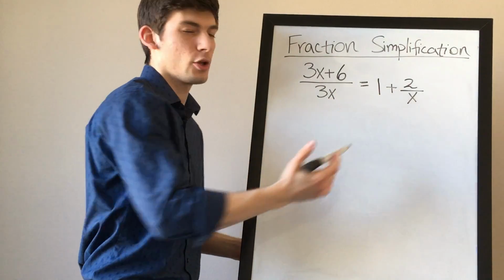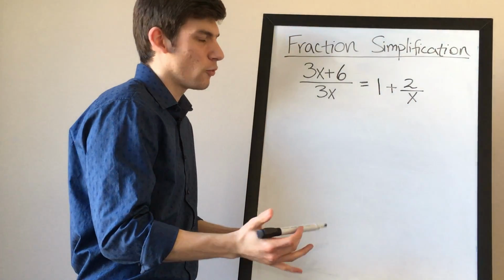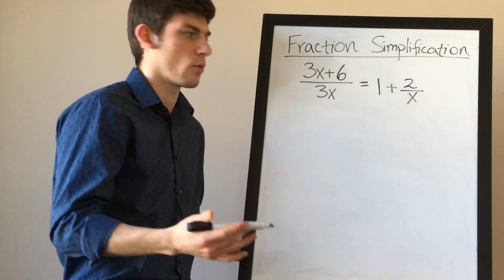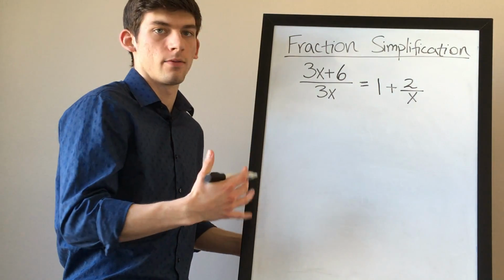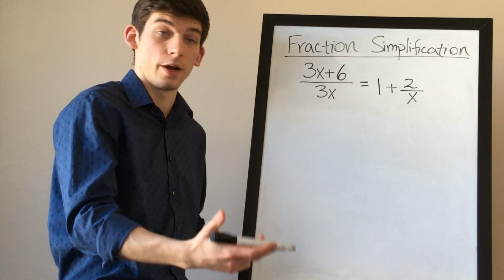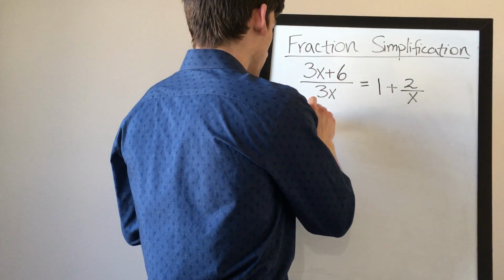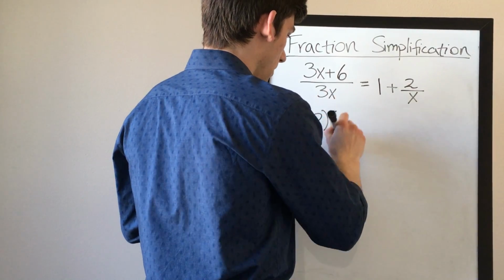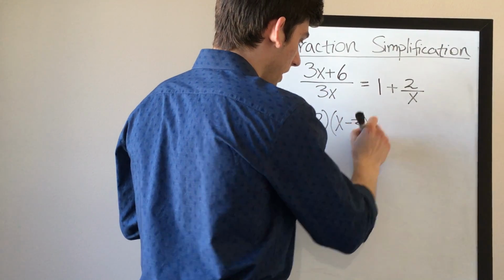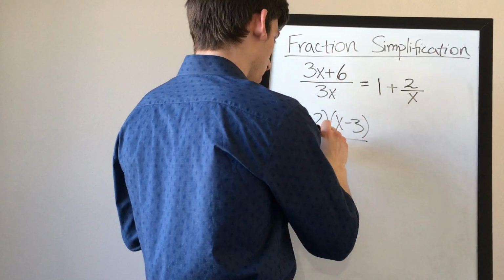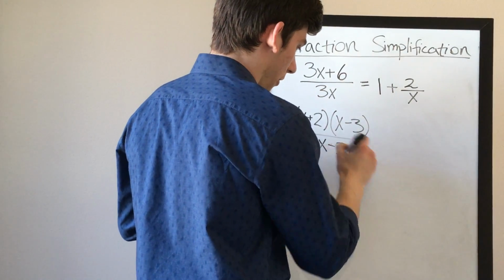So that would be how you simplify this. Again, in this case, is that a useful simplification? Somewhat, but let me show you an example where it would definitely very clearly simplify your equation. Let's say you have (x plus 2) times (x minus 3) over (x minus 3).